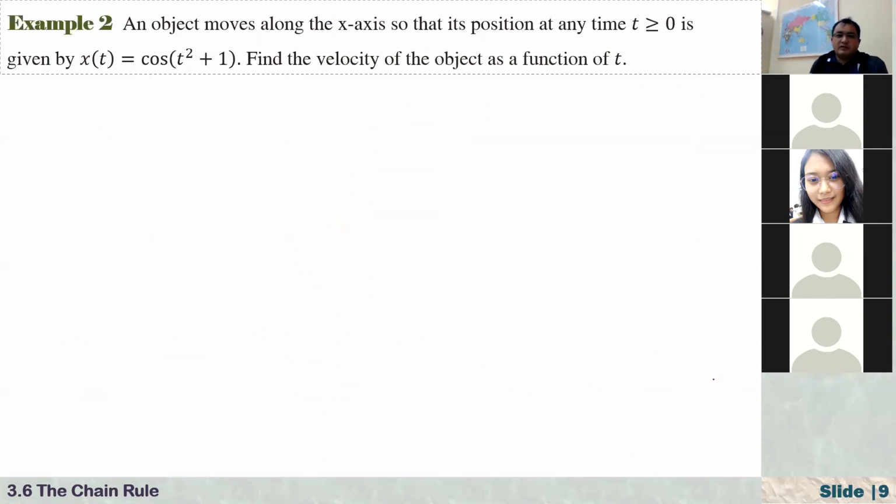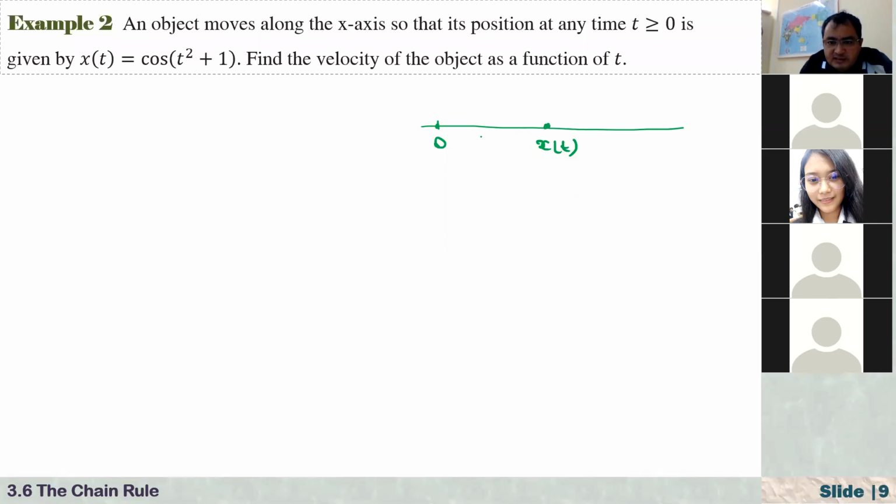An object moves along the x-axis so that its position at any time is given by this equation. Find the velocity of the object as a function of t. Okay, so here again we are talking about a kind of particle. At any point, let's say this point is zero, the position of the particle is given by this function. It is x of t, the position function.